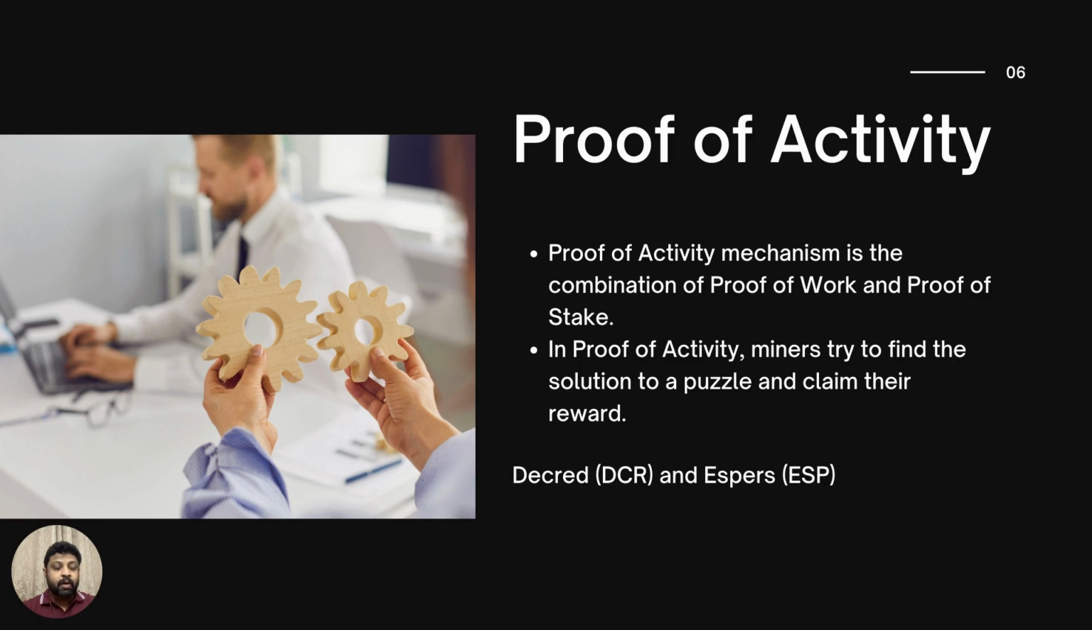So whichever block is the longest, that particular block is selected, and in that block, whichever nodes or participants can stake the highest volume of tokens are given an opportunity to mine the next block, and they are rewarded. Examples of the proof of activity mechanism are Decred and Espers.